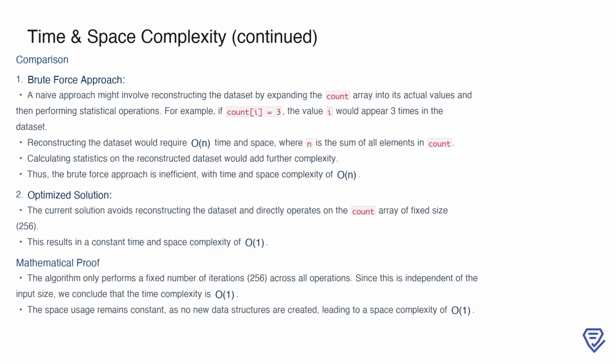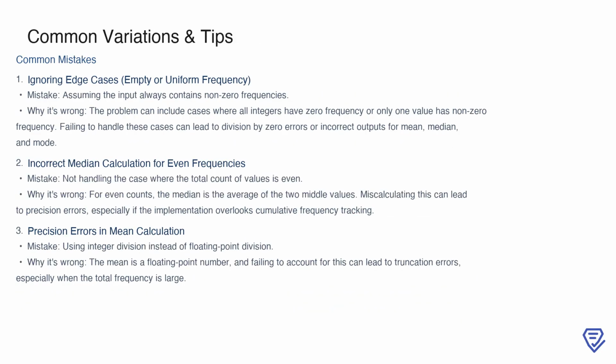Mathematically, the algorithm performs a fixed number of iterations across all operations, independent of the input size, confirming that the time complexity is O(1). Similarly, as no new data structures are created, the space complexity remains O(1), making this solution both elegant and efficient. When solving this problem, there are some common mistakes to watch out for.